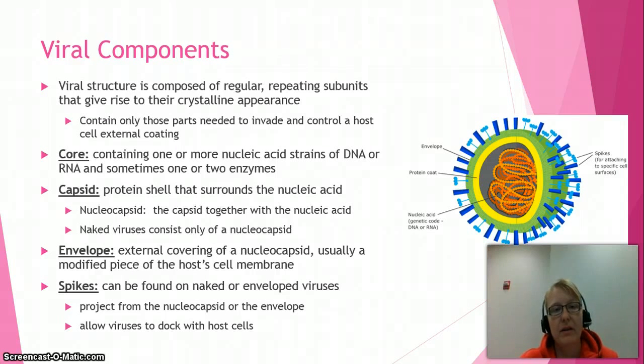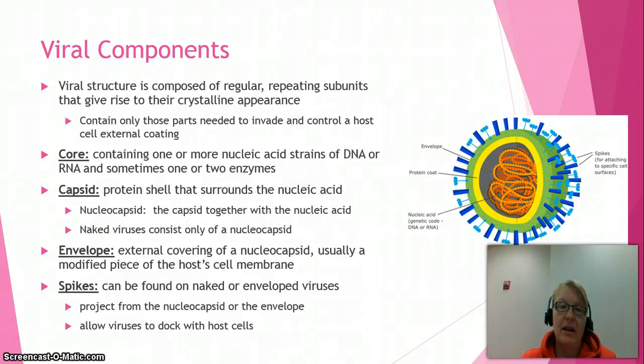So all viruses have at least 2 things in them. They all have a core that contains genetic information. This can either be DNA or RNA. They also always have a capsid, which is a protective protein coat. This protein coat comes in a variety of shapes, and we're going to talk about that here in just a second. So that's what everybody has.